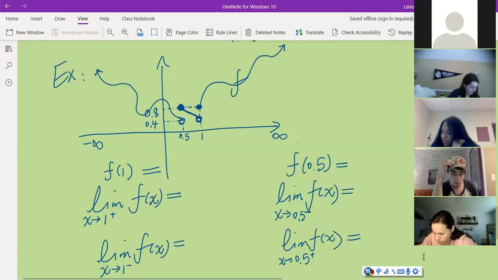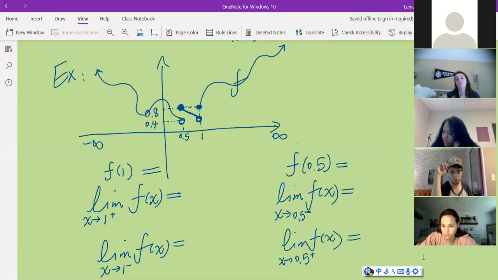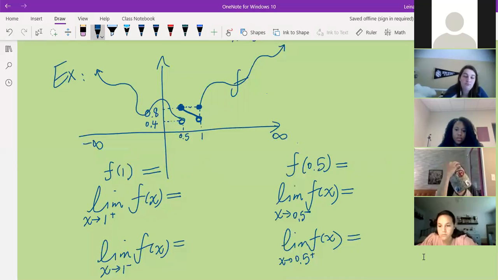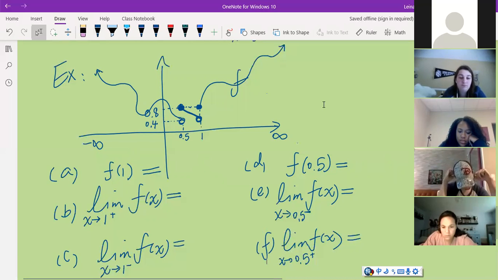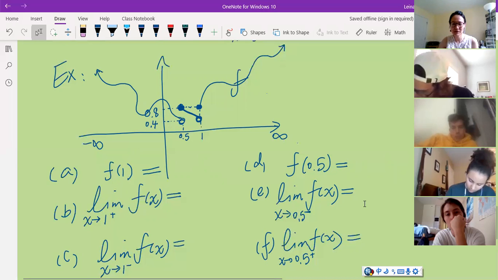If you have finished all the questions, you may send me your answer in the chat. If you don't want to send to everyone, you can send to me privately, and I can tell you whether you got it right or wrong. Okay, by the way, let me label these as A, B, C, D, E, F. If you have anything that you have already done, you can send them to me privately. Let me check your answer.